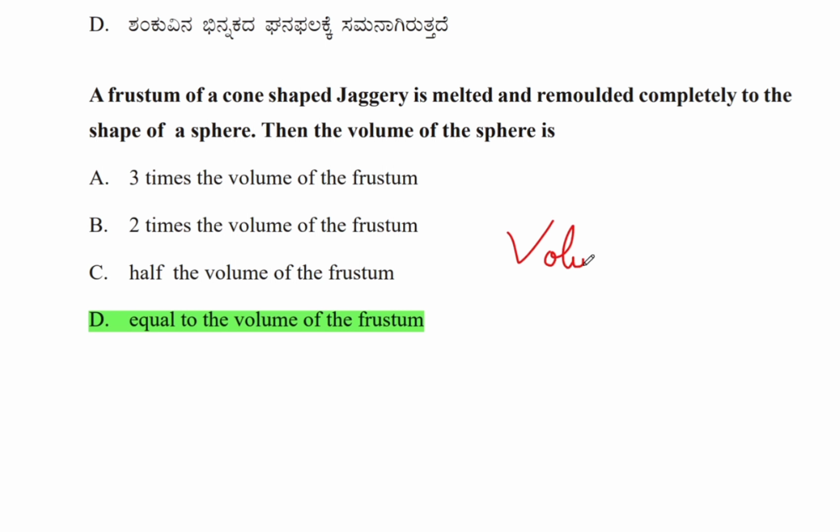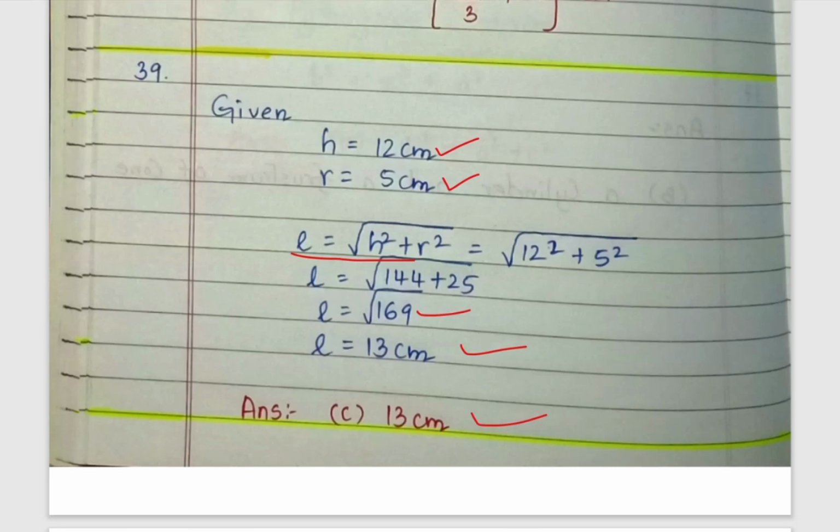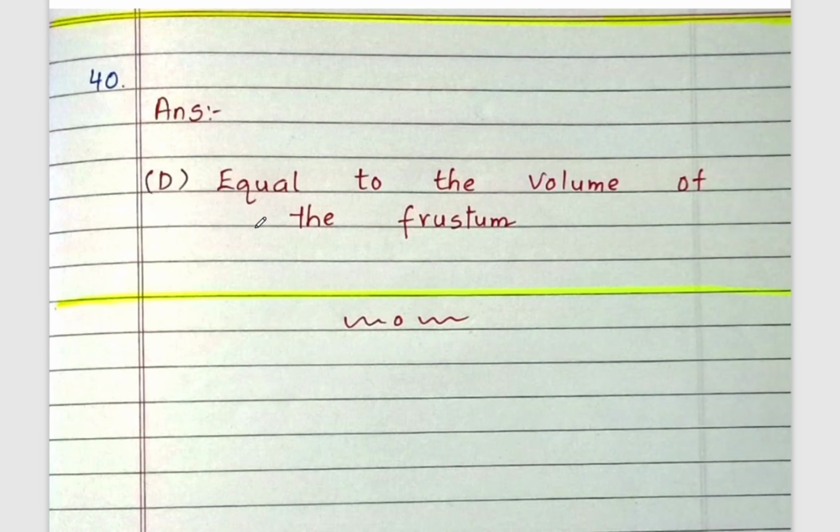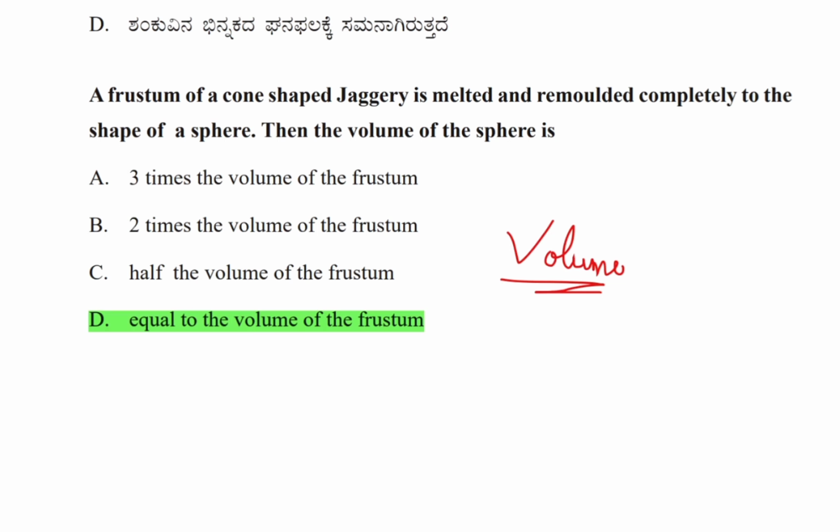When you recast a solid from one shape to another shape, the volume will be same. Volume does not change. Therefore, the correct answer is equal to the volume of the frustum.